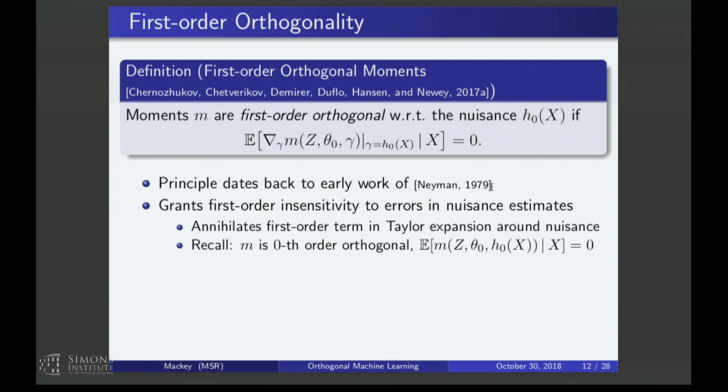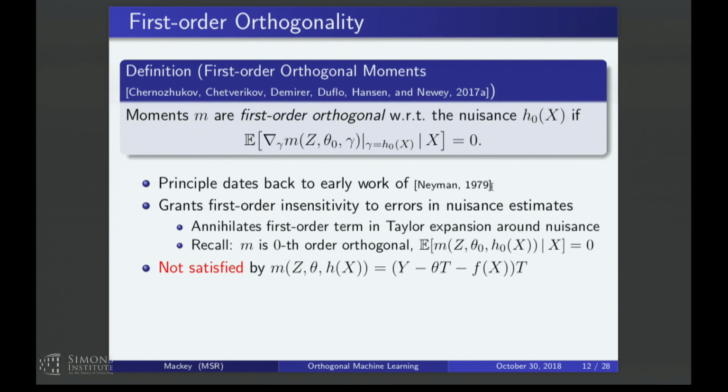This is a principle that actually dates back to the early work of Neyman, who was developing better unbiased tests in the presence of nuisance, although it's had several developments since that point. And essentially what it does is it grants first-order insensitivity to errors in the nuisance. If you do a Taylor expansion of your moment function around the nuisance, and around your plug-in estimate of the nuisance, the first-order terms are 0 on average. And so now the error is actually dominated by second and higher order terms. And that's the value that you're getting from introducing these first-order orthogonal moments.